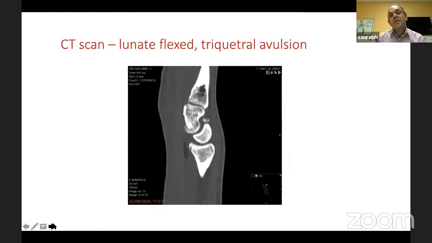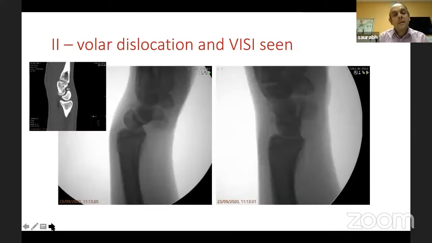Again, CT scan confirmed what we've just discussed. Lunate is flexed. This has avulsed from triquetrum. It's a capsular avulsion, as we discussed before. And the whole carpus is tending to fall off on the volar side. Same again, these are II images. This is how I want my lunate to be sitting, sort of upright with a neutral orientation. Here lunate is flexed. The whole carpus seems to be falling off.